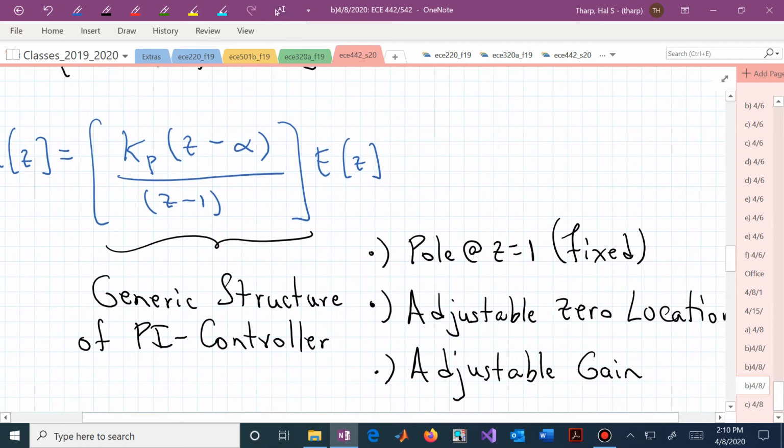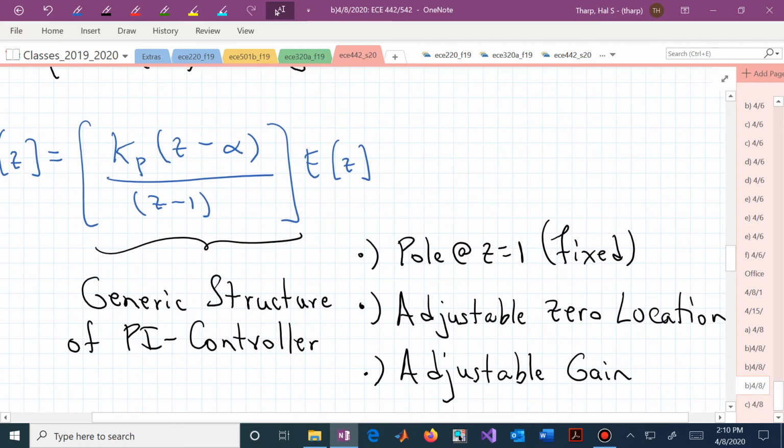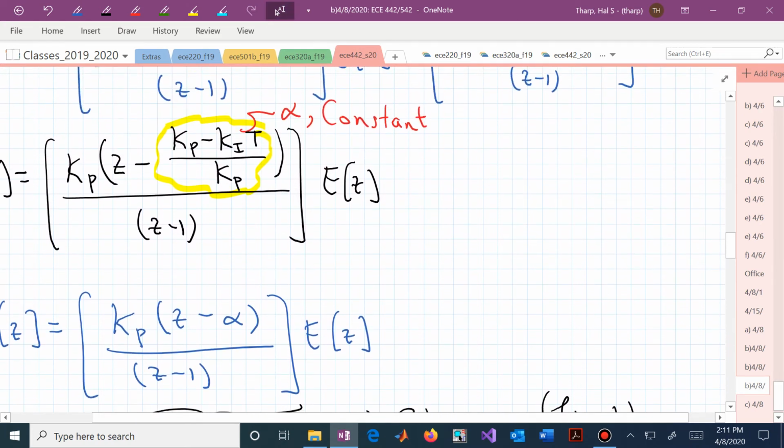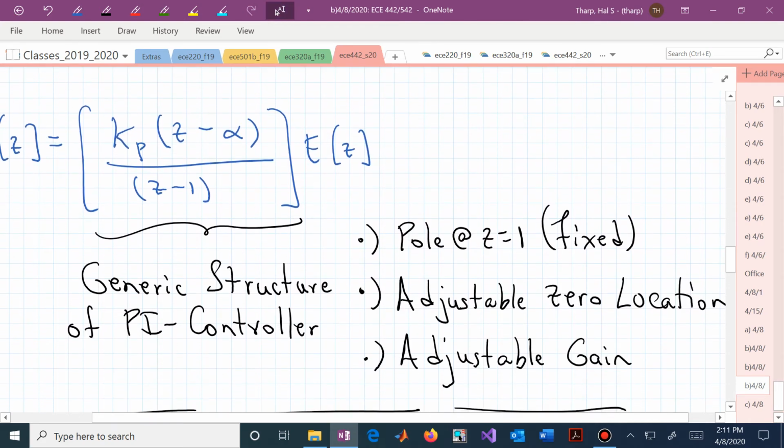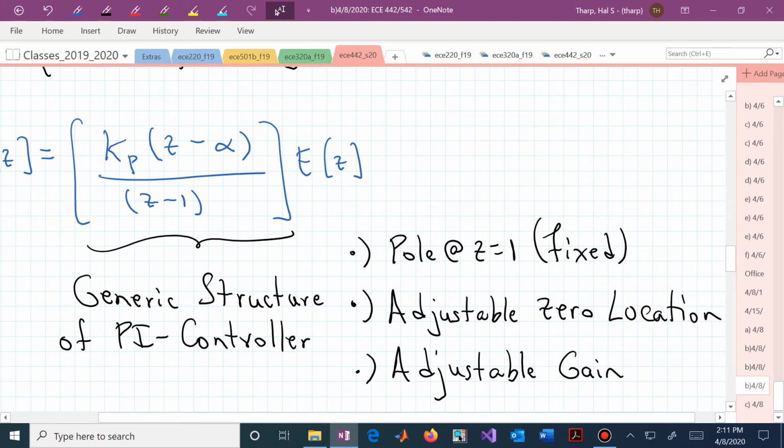We also have, by the choice of these two adjustable knobs, k sub p and k sub I, those we've now actually hidden behind this alpha, but if I now pick an alpha, I can back out k sub p and k sub I because I know what the sampling period capital T is. The PI controller then says, if somebody says, I want to design a PI controller, you immediately know that you have some gain, a zero factor, and a pole at z equal to 1.